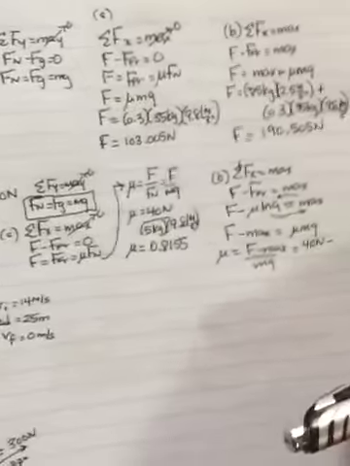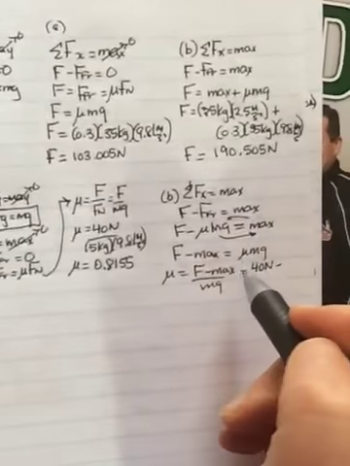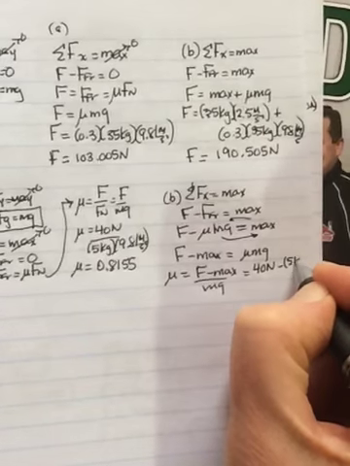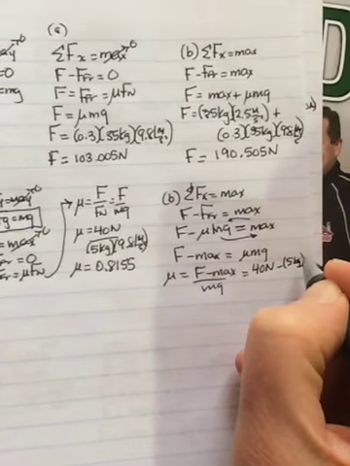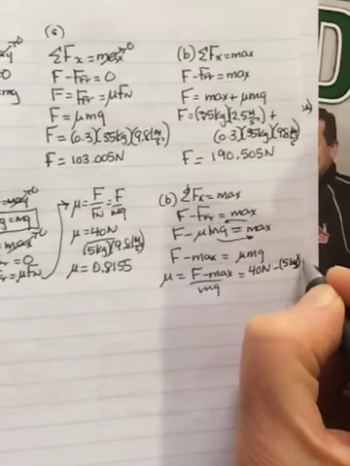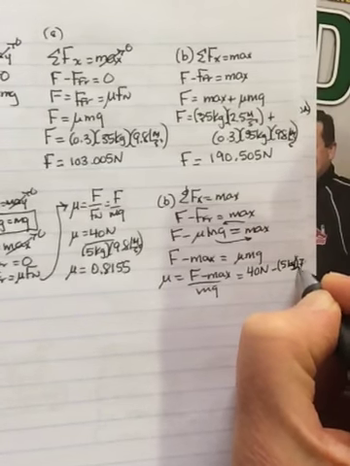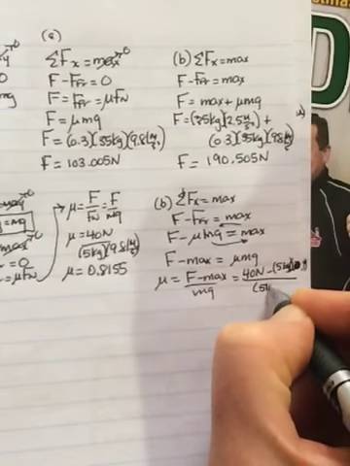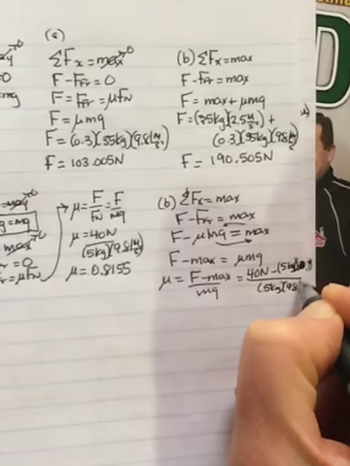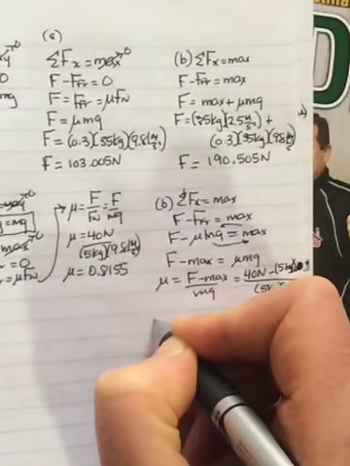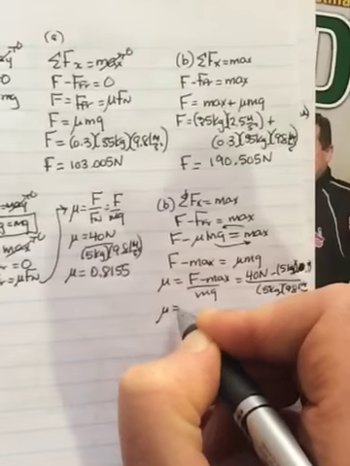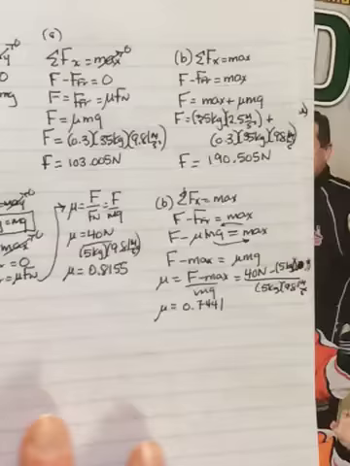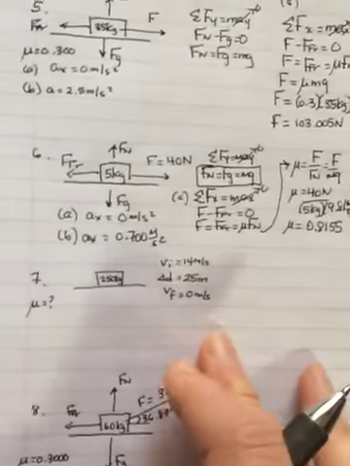Okay, so where we left off, we were just filling in our numbers in number 6. So 40 newtons minus 5 kilograms times 0.7. So that's going to be 3.5, 0.7. And then over 5 kilograms times 9.81 meters per second squared. And you end up getting 0.7441 as your coefficient. Okay, so that's B.